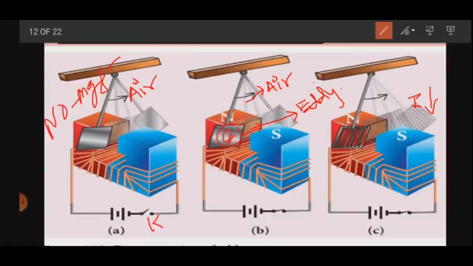This pendulum, disc of the pendulum, the effect of eddy current are reduced. Eddy currents are reduced when the disc of the pendulum will now execute several oscillations before coming to rest. So students, this is a clear demonstration of eddy current.